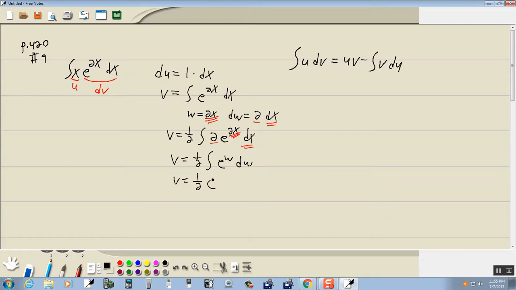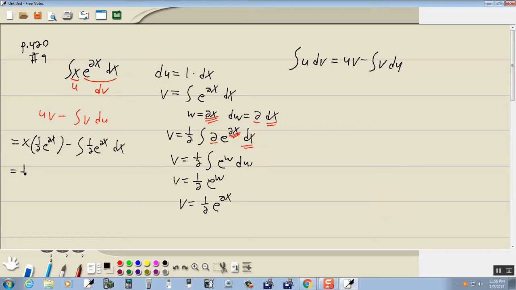So the integral of e to the w is e to the w. We don't put the plus c on here at this point. And then we're going to put our w back in. We said w is equal to 2x. So now we're ready to plug into our formula. We're going to have uv minus the integral of v du. So this becomes u, which is x, times v, which is 1/2 e to the 2x, minus the integral of v, which is 1/2 e to the 2x, du, and du was dx.